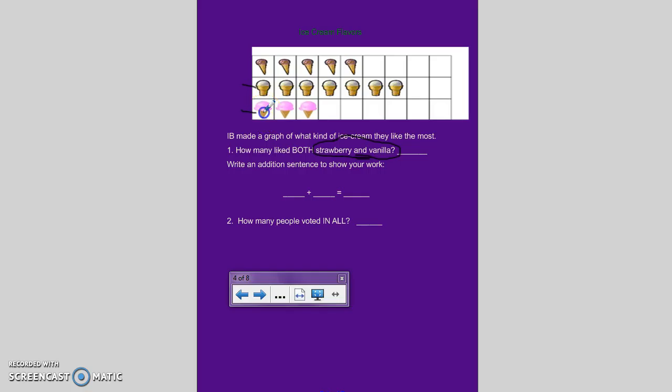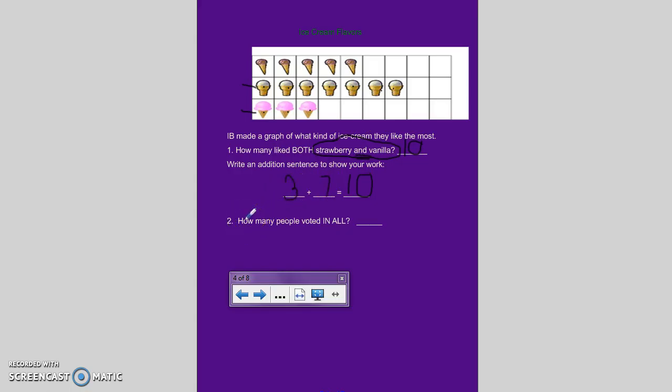I know that there are 3 strawberry ice cream favorites, and I know there are 1, 2, 3, 4, 5, 6, 7 vanilla ice cream choices. To get the answer to this question, I just have to put those two numbers together. So 7, 8, 9, 10. I can check my answer by completing this addition sentence: 7, 8, 9, 10. I know that 10 people liked strawberry and vanilla.